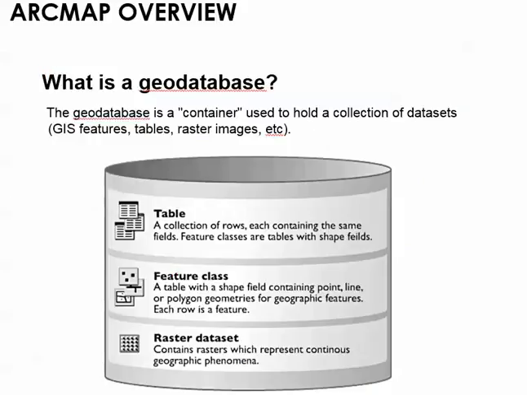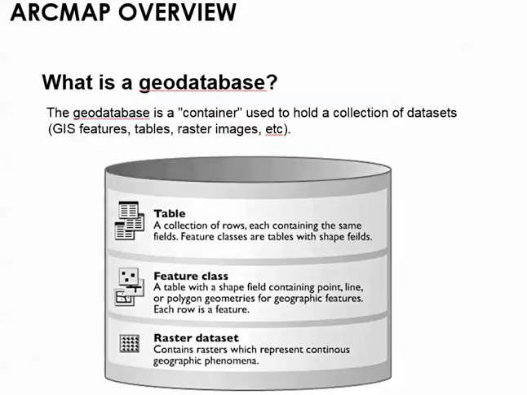Since the map document is a way to save your layer colors and symbology, the actual data, the source of the information that is being displayed in an ArcMap document, is saved in what is called a geodatabase. A geodatabase is a container used to hold a collection of data sets. So it can hold GIS features, so vector data such as points, lines, polygons. It can store tables. There are attribute tables, which are the tables that are attached to your features.